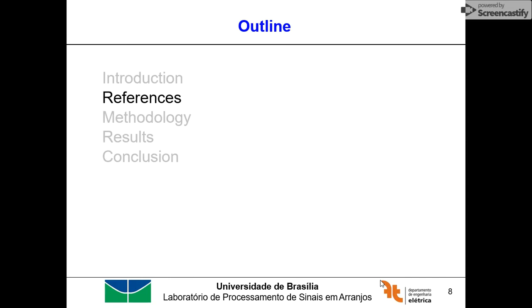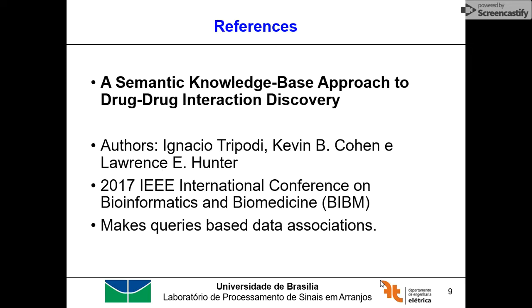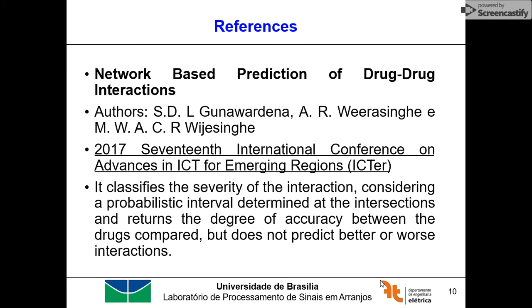Here are some related works which were used as the basis for the new studies. A semantic knowledge-based approach to drug-drug interaction discovery. Network-based data associations: a network-based prediction of drug-drug interactions. It classifies the severity of interaction considering a probabilistic interval determined at the intersections and returns the degree of accuracy between the drugs compared, but does not predict better or worse interactions.